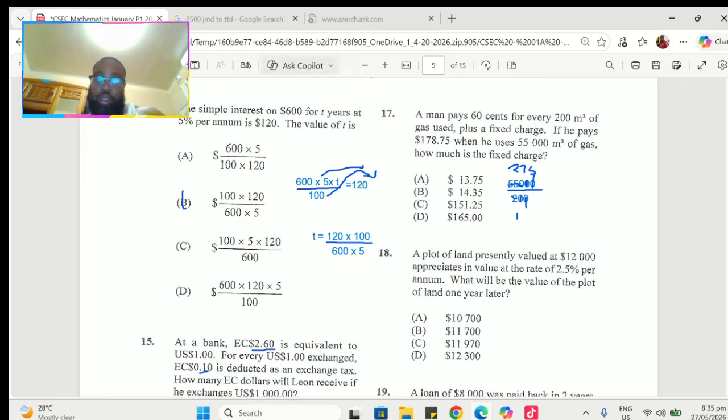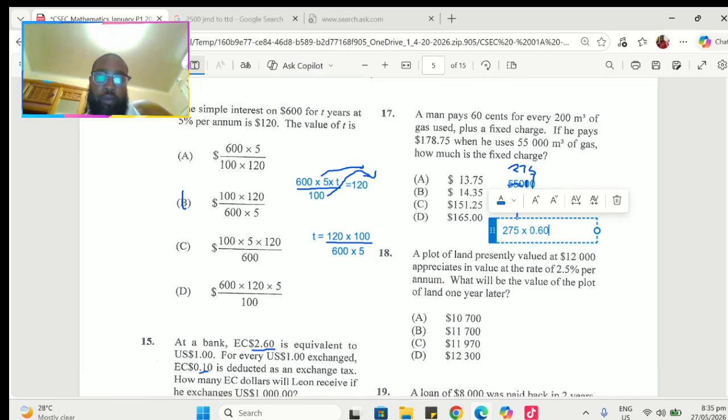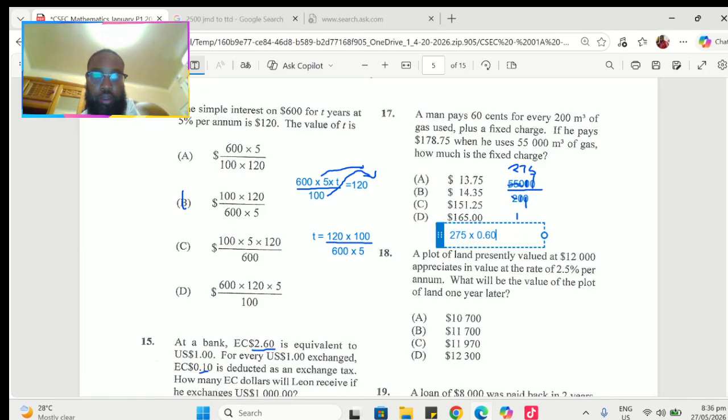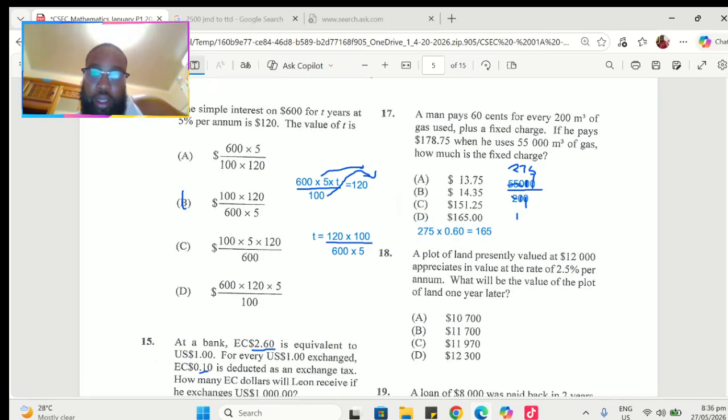Let's see how much that charge would be. That would be 275 multiplied by 60 cents, 0.6. And what I would do, I would move this point to the left once and then multiply 275 by 6, which will give me 1,650, and then I'll move back the point, which will leave me with 165. So 275 by 0.6 is 165, right? What I paid was $178.75. So the difference between the two would be the fixed charge, because I would have paid this plus the fixed charge to get $178.75.